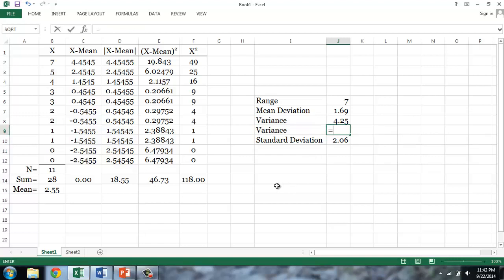The variance equals the sum of our squared scores divided by n minus our mean squared. As you can see, this gives us the same value. If we take the square root of this number, obviously we'll get the same value for the standard deviation as well.